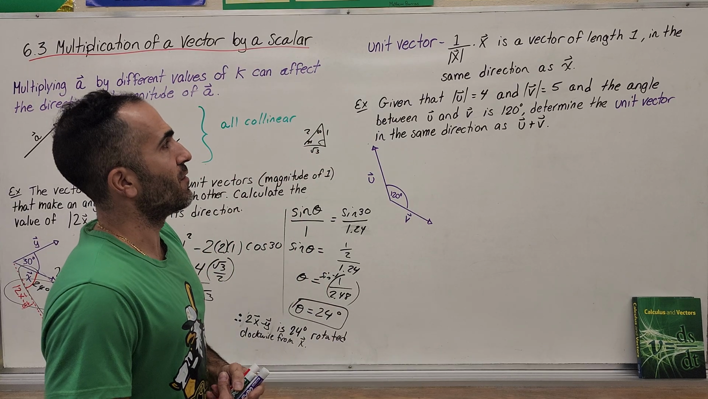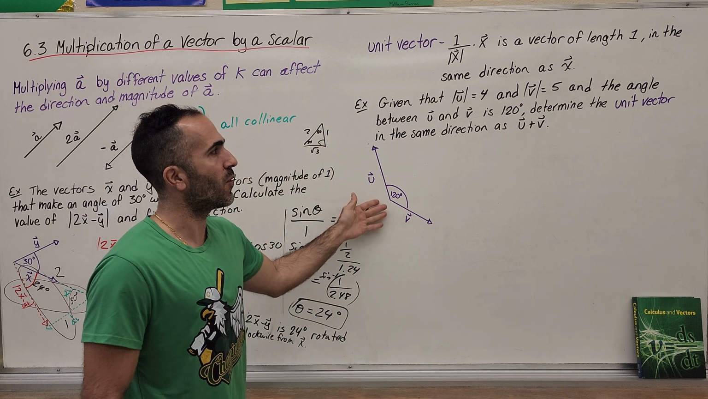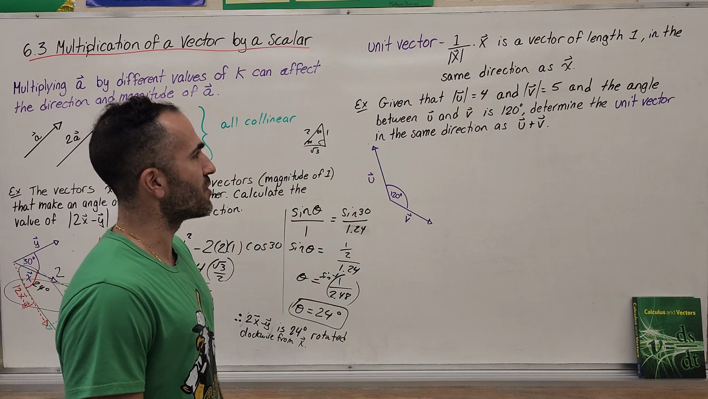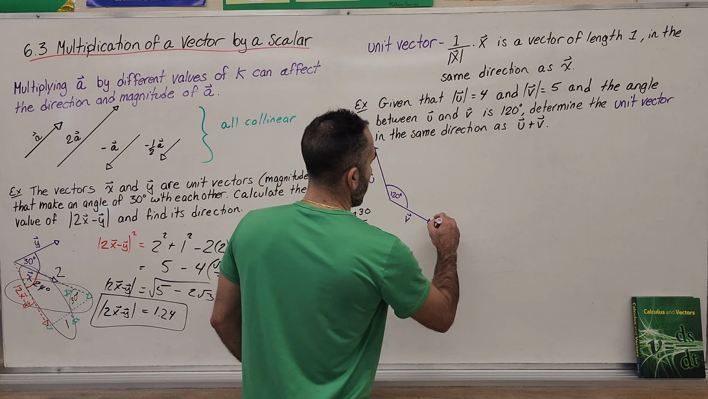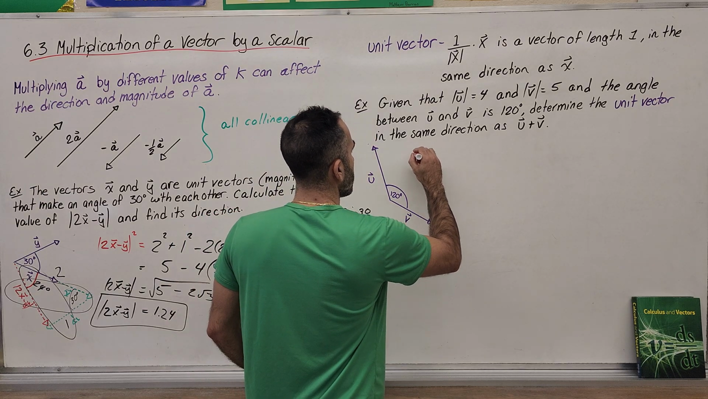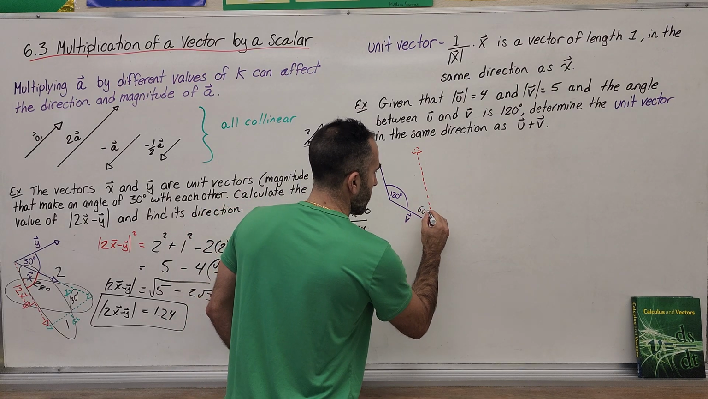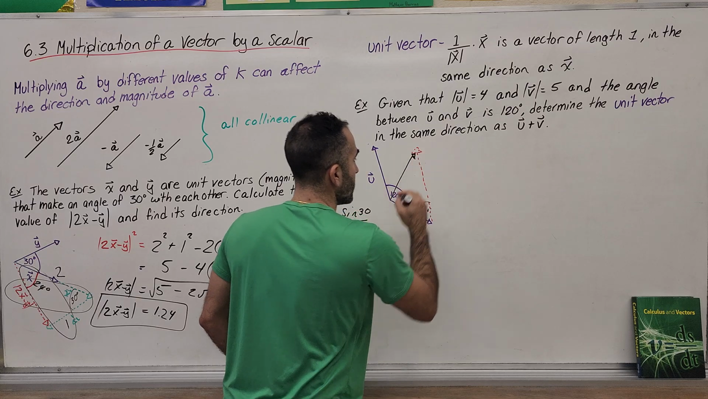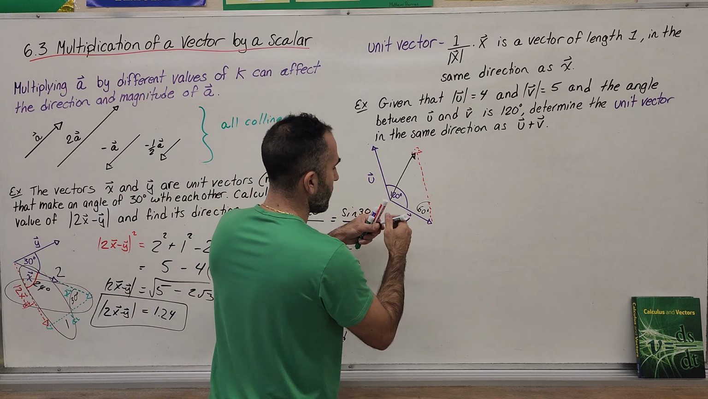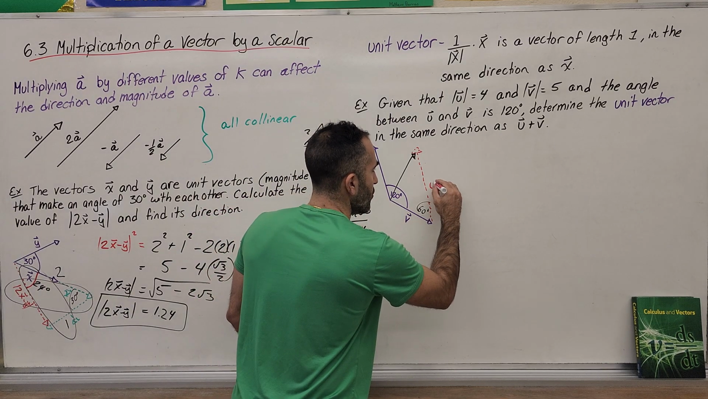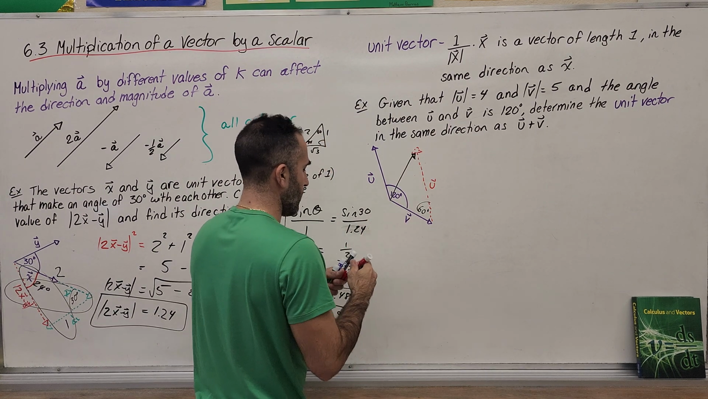So if we're given that the magnitude of vector u is 4 and the magnitude of vector v is 5 and the angle between is 120, determine the unit vector in the same direction as u plus v. So first I gotta find u plus v, whatever way I want to do that. I can make my parallelogram. Call this 60, and this is u plus v. Okay, so I put v over here, I put u over here, head to tail, and then that is my addition. This is u plus v.